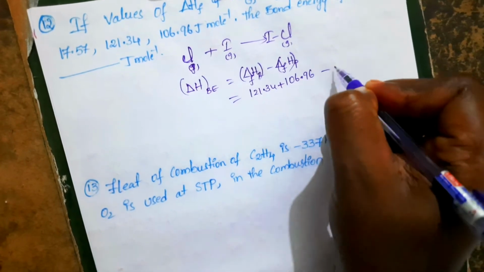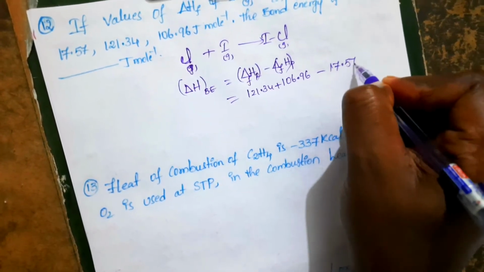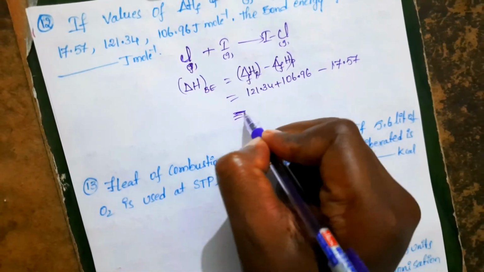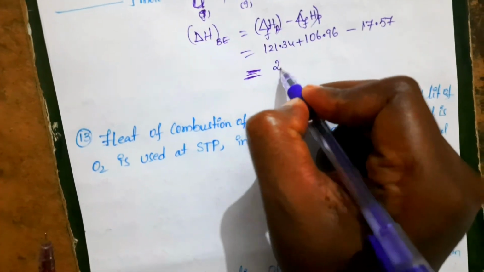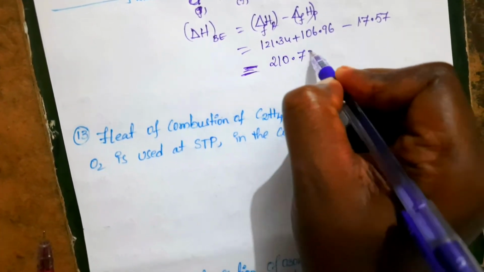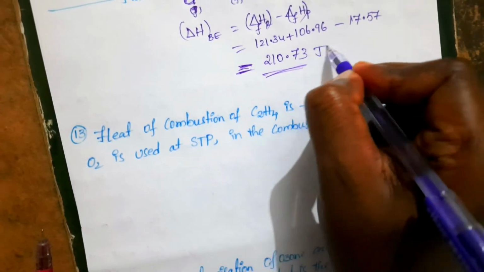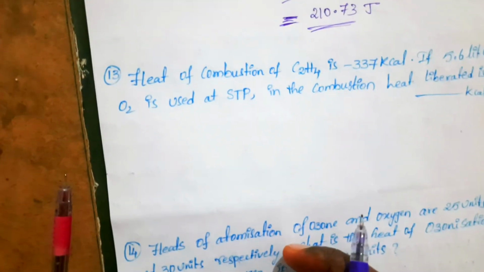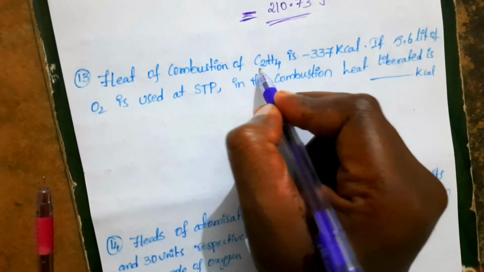106.96 minus 17.57 it will be. You do this calculation, you will get the answer as 210.73. What is it? Joules it is. Okay? Next one. The heat of combustion of ethene, C2H4, is what?